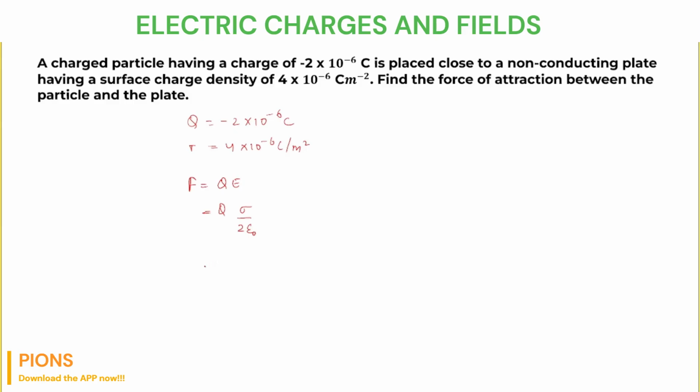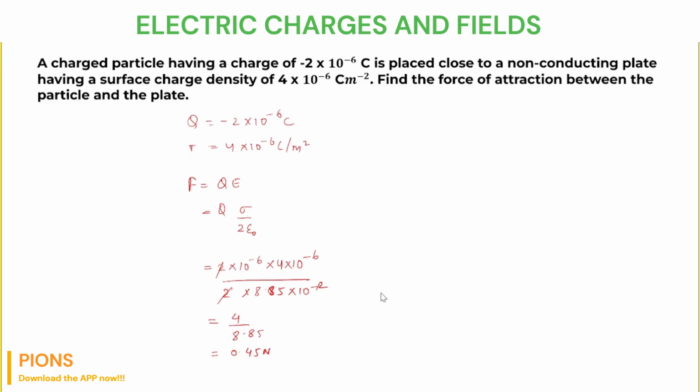Now let's put the values. So Q here is minus 2, we'll ignore the negative sign. 2 into 10 to the power minus 6, sigma is 4 into 10 to the power minus 6, whole divided by 2 epsilon naught, which is 2 into 8.85485 into 10 to the power minus 12. Let's simplify it. So 2 cancels with 2. We are left with 4 upon 8.85 into 10 to the power, now minus 6 and minus 6 minus 12, that cancels out. And when you divide this, you get 0.45 Newton. That's correct.